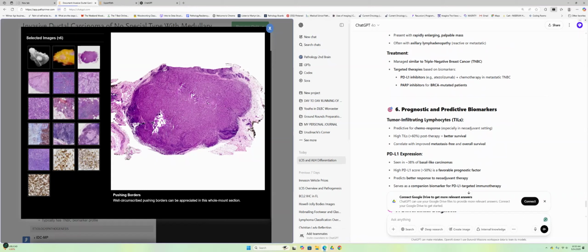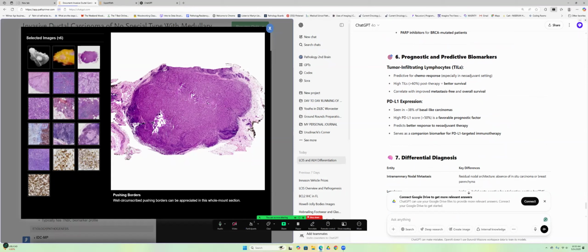Prognostic and predictive biomarkers. We have TIL. What is TIL? Tumor infiltrating lymphocytes. Tumor infiltrating lymphocytes are predictive. So, a biomarker of chemo response, especially in the neoadjuvant setting where they do chemotherapy before surgery. High TILs, greater than 60%, post-therapy have better survival, and they correlate with better metastasis-free and overall survival. PD-L1 expression is seen in 38% of cases.